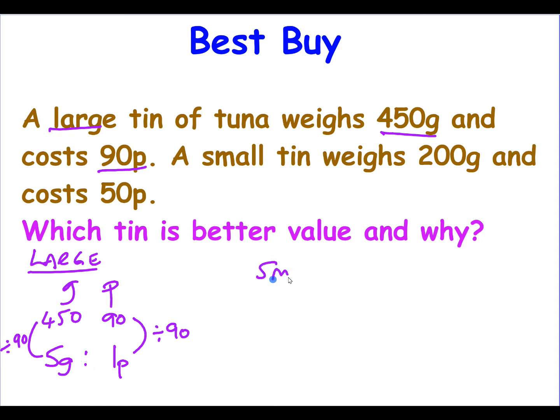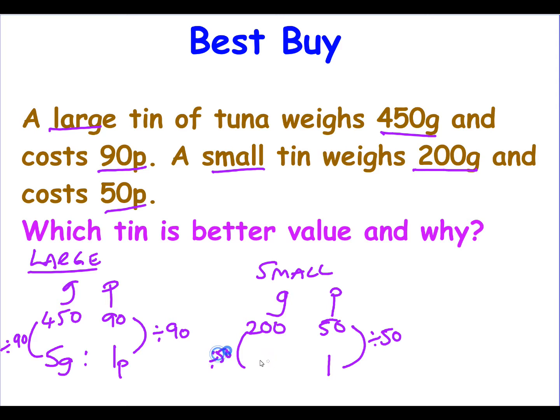For the small tin, we have a relationship that tells us there's grams and penny, and we get 200 grams for our 50 pence. To compare like with like, I'm going to force this to be the number 1 by dividing it by itself. 50 divided by 50 gives me 1. What I do to one side, I do to the other, and 200 divided by 50 gives me 4 grams. So I'm getting 4 grams for my 1 pence on the small tin. So the large tin is the better value.